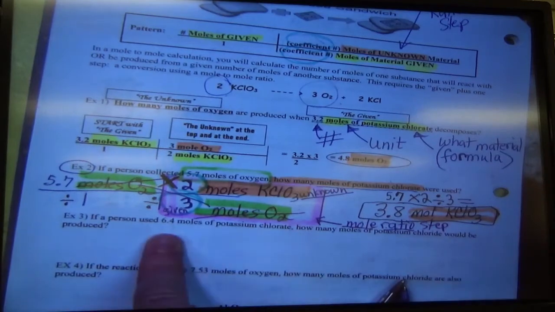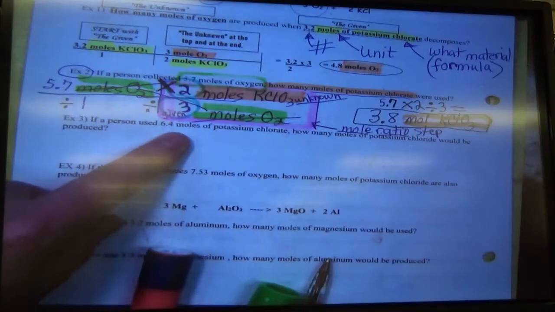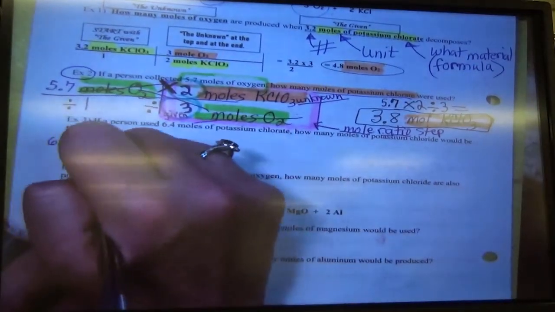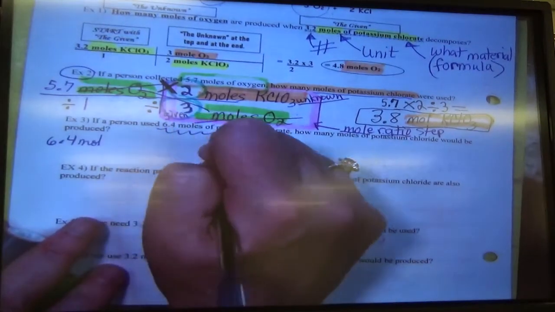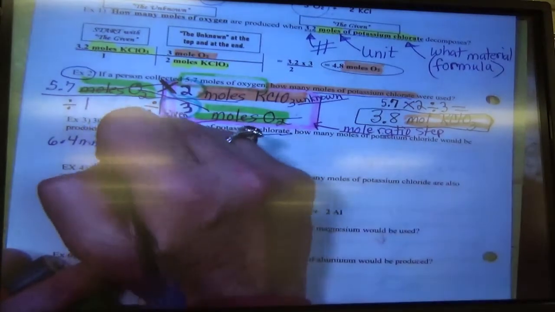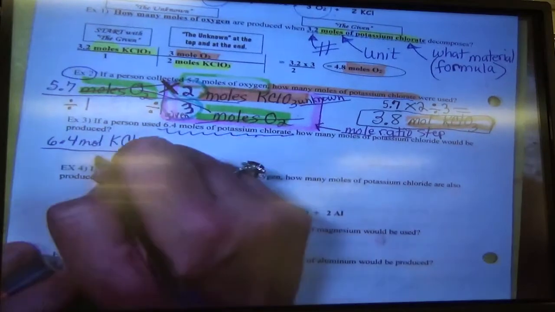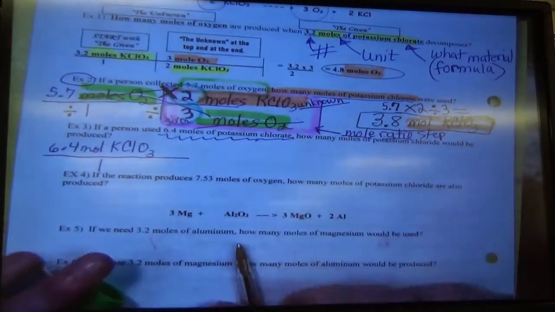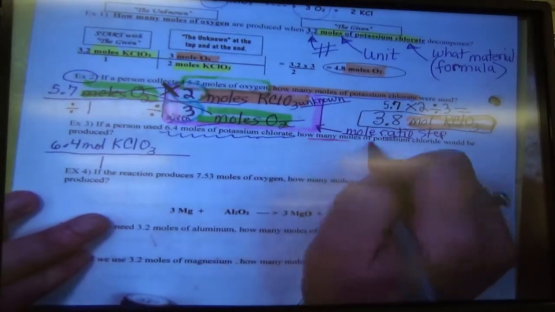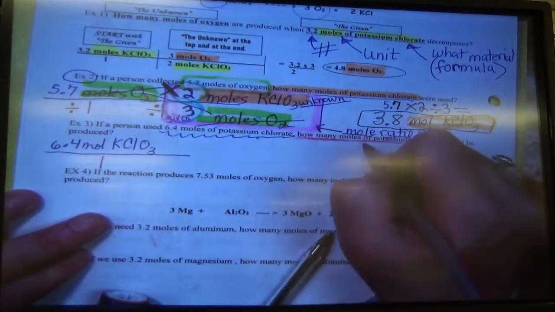Okay, let's do example 3. We have 6.4 moles of potassium chlorate. Oh, we just had potassium chlorate, didn't we? We know it's KClO3, potassium chlorate. The question is, how many moles of potassium chloride would be produced? Okay, so there's my question.